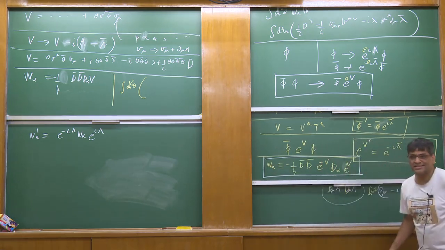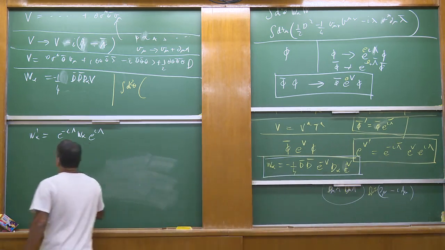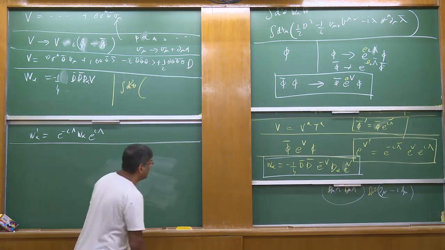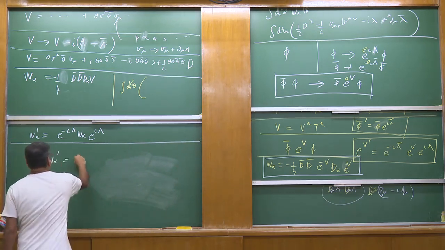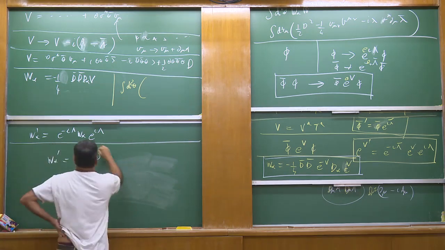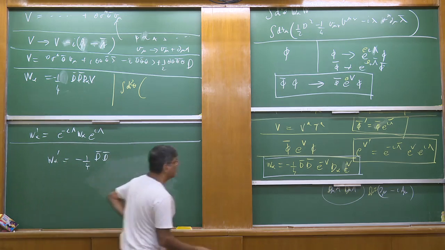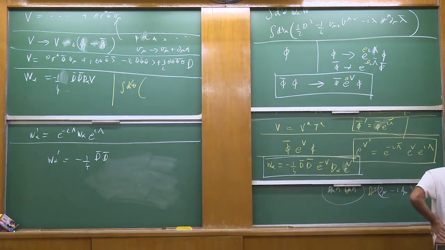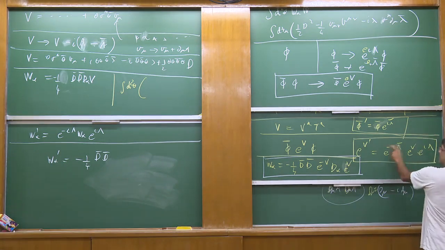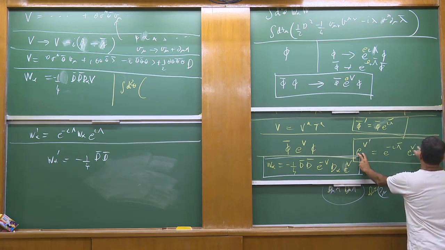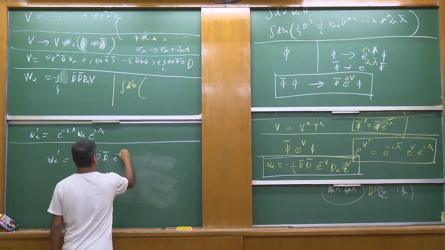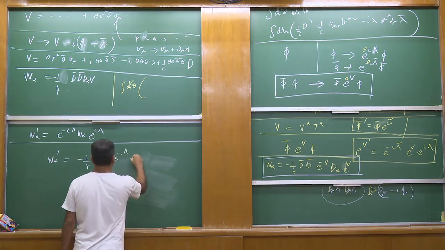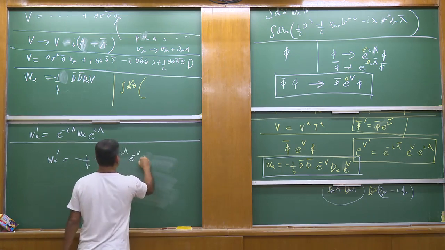Let's try to understand why this does it. Okay, so let's look at the gauge transformation of this W. We have W alpha prime equal to minus 1/4 D bar, and now we've got this e to the power minus V. So it's like the inverse. We just take the inverse of both sides of this. So we get e to the power minus I lambda, e to the power minus V, e to the power I lambda bar.